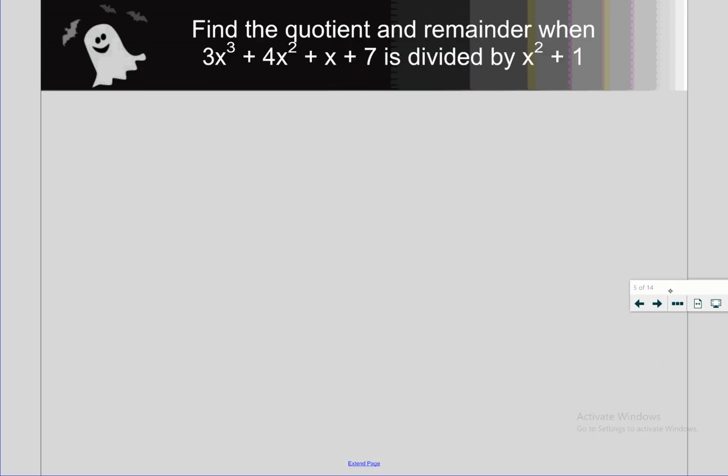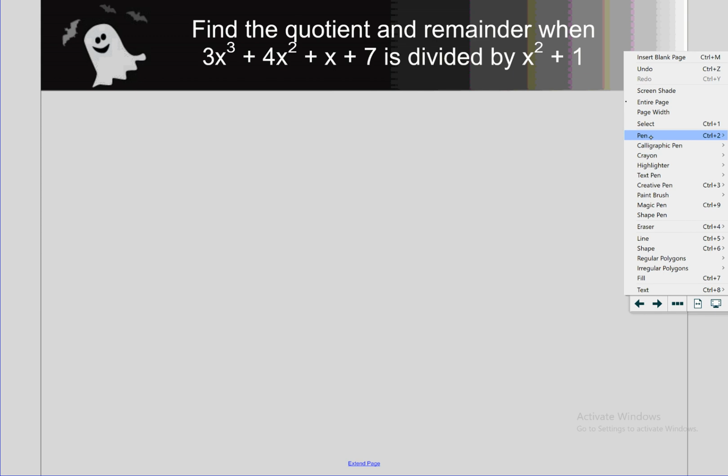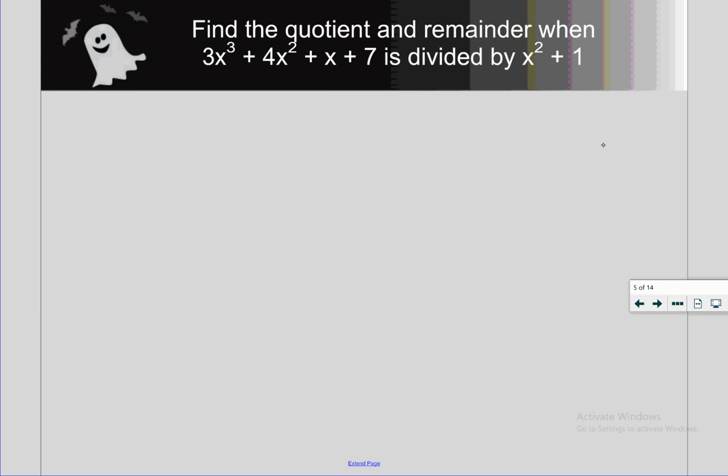So here's what your problems are going to look like. It's going to say, find the quotient and the remainder when we divide this polynomial by this other polynomial. Here we are dividing 3x cubed plus 4x squared plus x plus 7 by x squared plus 1. So I'm going to set up my division bar.